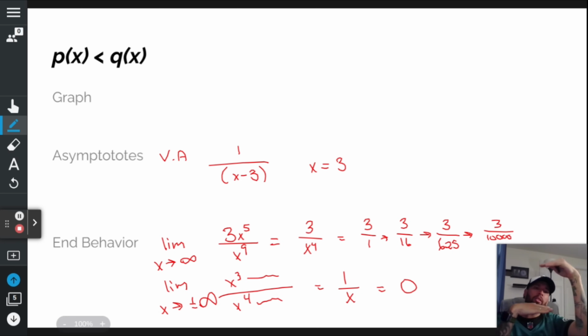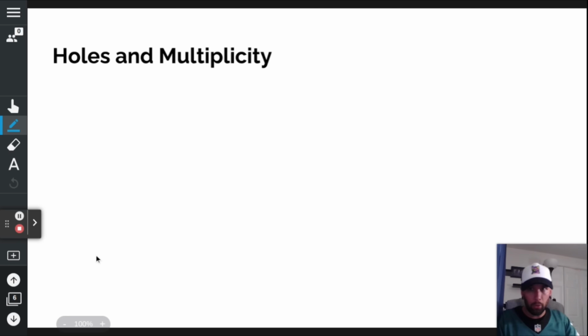When the degrees are the same, the limit as x approaches infinity is going to be the ratio of the leading coefficients. When the upstairs is bigger than the downstairs, you're going to head towards one of the infinities. And when the downstairs is bigger than the upstairs, you're going to head towards 0 no matter what. So before we start doing some examples, let's talk about holes and multiplicity.